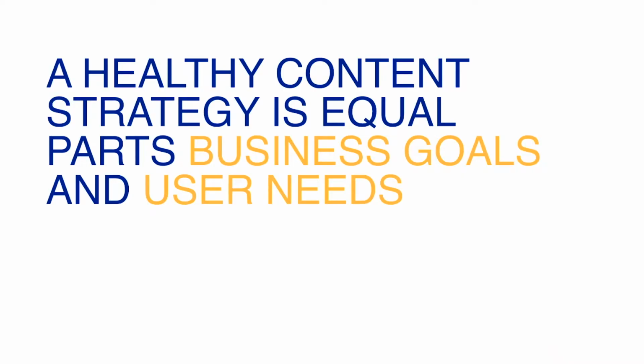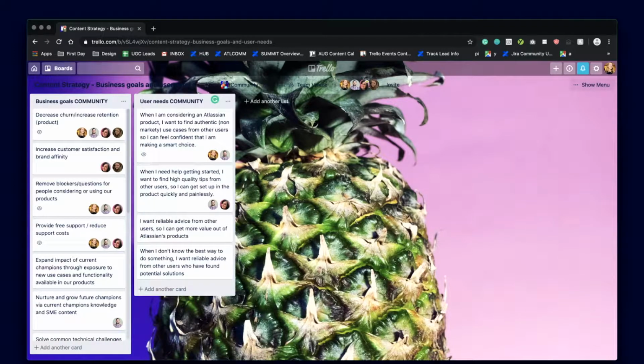So to start, it's important to remember that a healthy community content strategy is equal parts business goals and user needs. Okay, so how do you know what your business goals and user needs are? First, you need a bunch of community stakeholders in a room. Second, you need a list functionality. We like to use Trello because it has great collaboration functionality, it has really good voting functionality, and also we have hella free licenses because Atlassian owns Trello. But you can just use pen and paper too, that works.